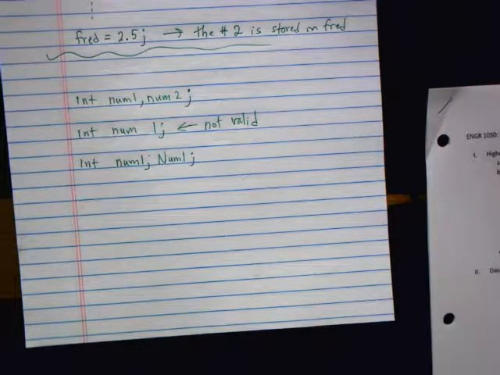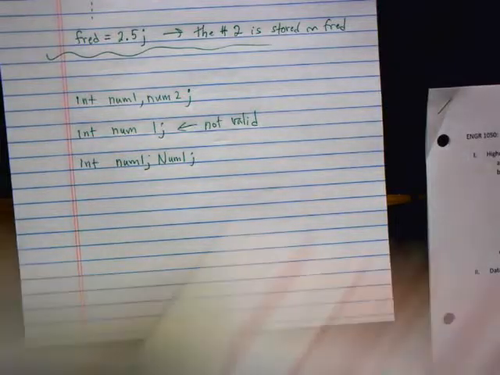Okay? All right, so that's a little bit about integer variables. What if we want a decimal? Sometimes we deal with decimals, right? What do we do then? All right, so there are different kinds of decimal variables.